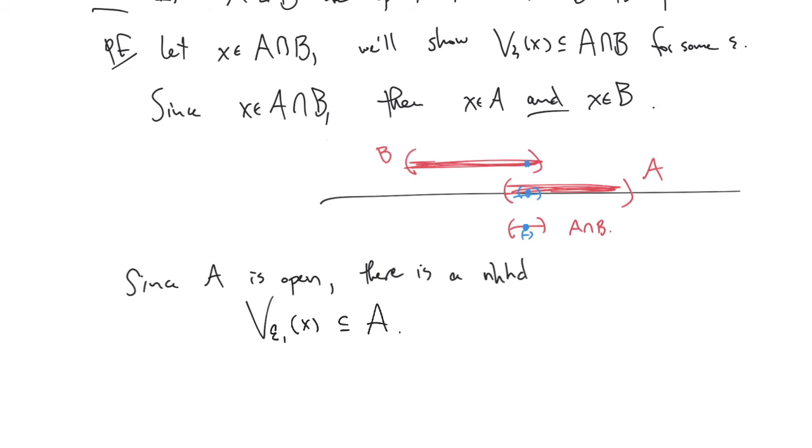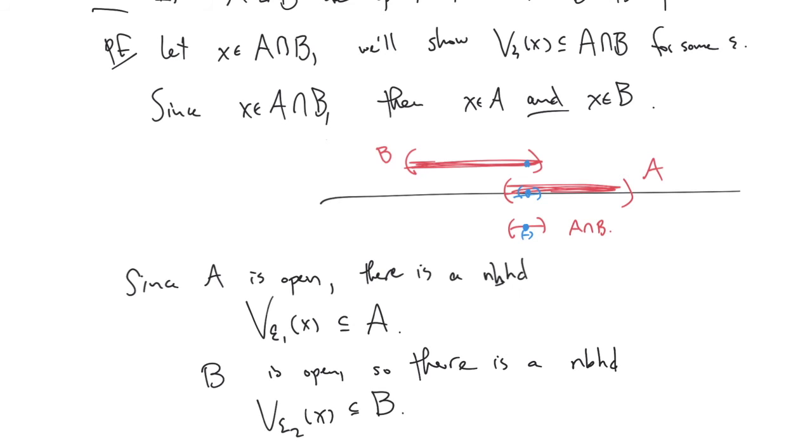And then we get another one from the fact that X is in B and B is open. There's another epsilon. That's what makes this a little more difficult than the previous one. B is open, so there is another neighborhood, V epsilon 2 of X, which is in B. All right. Really, we need to make one single epsilon neighborhood that will be in both, contained in A and also contained in B.